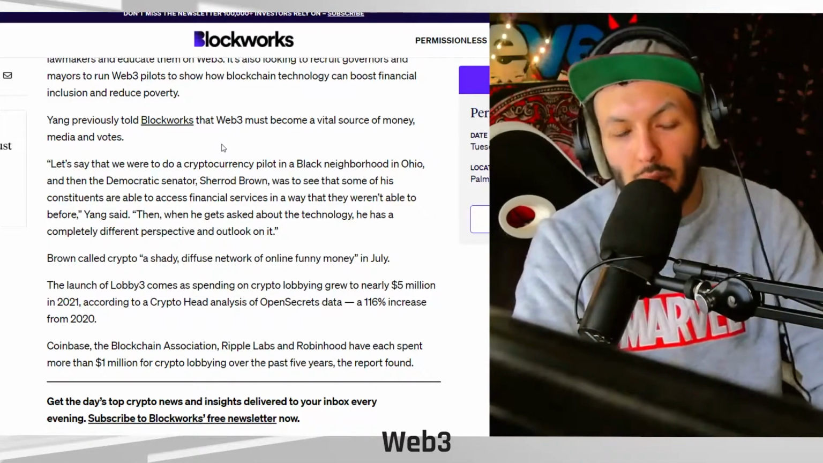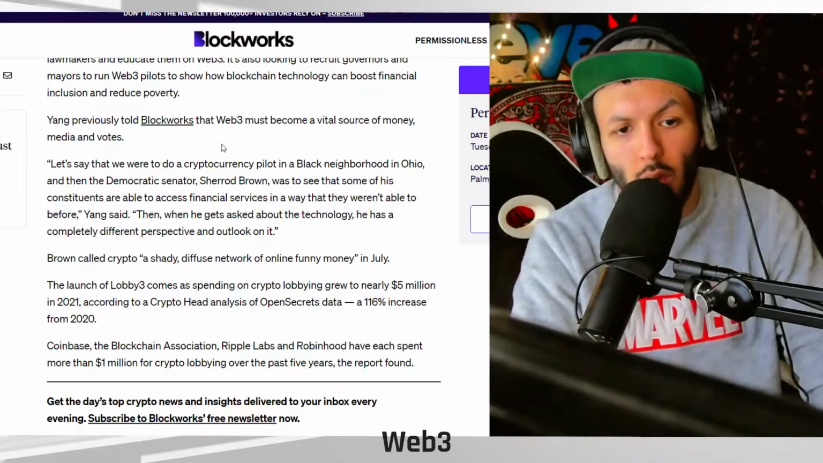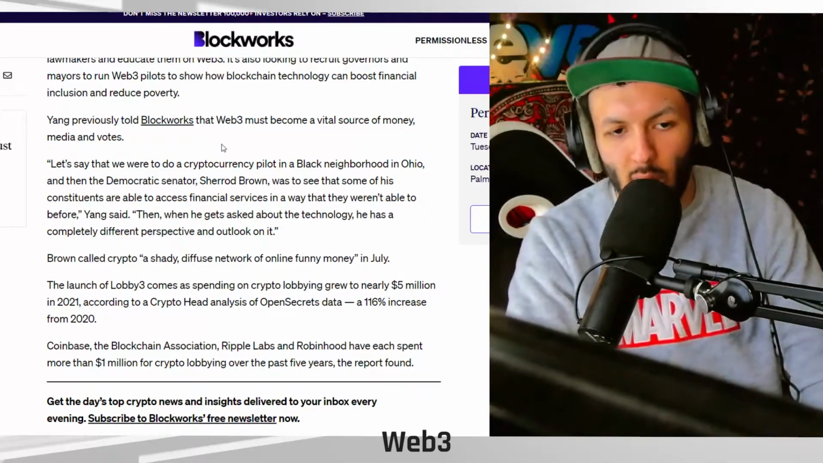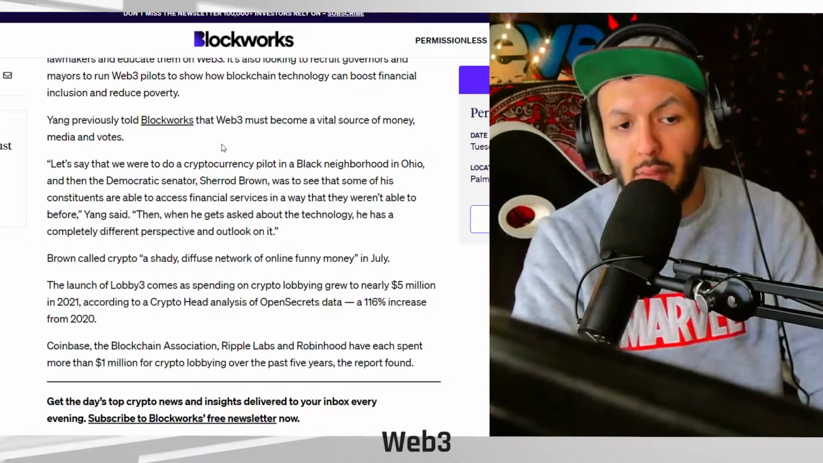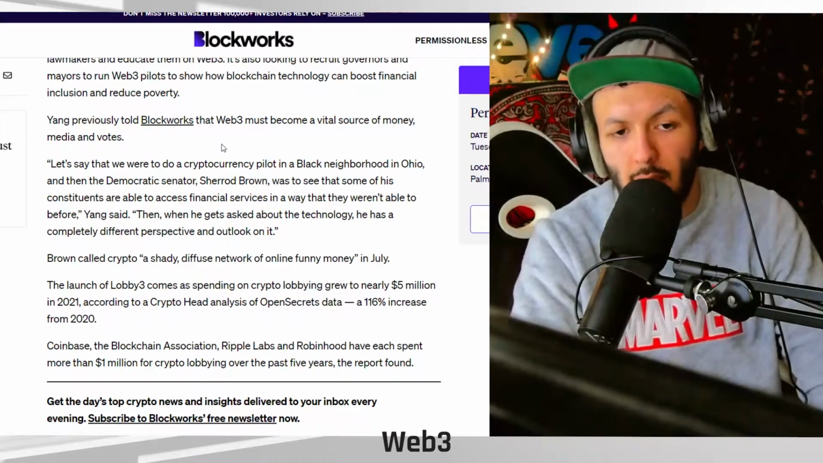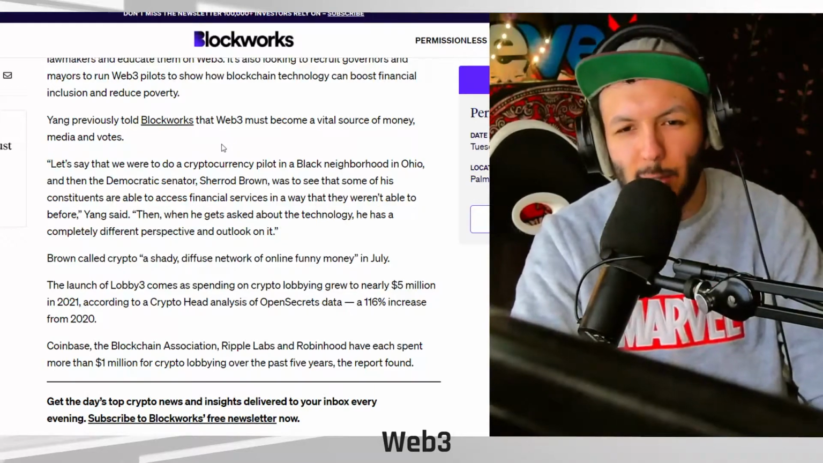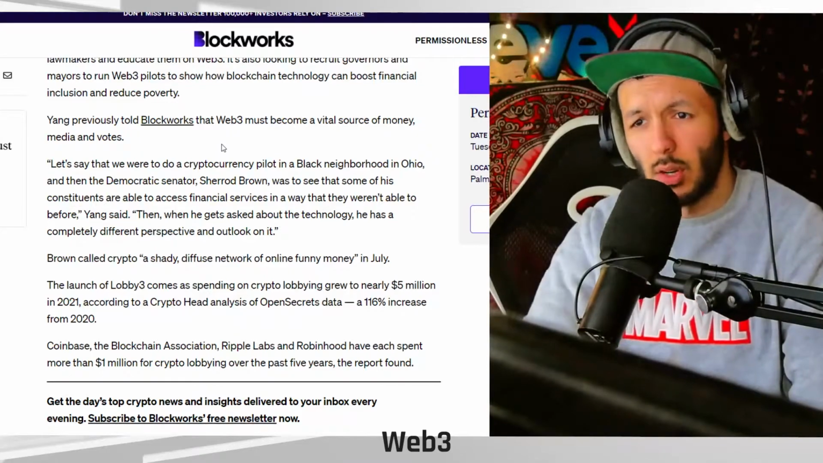The launch of Lobby3 comes as spending on crypto lobbying grew to nearly $5 million USD in 2021, according to a CryptoSlate analysis of Open Secrets data, a 116% increase from 2020. Coinbase, the Blockchain Association, Ripple Labs, and Robinhood have each spent more than $1 million USD on crypto lobbying over the past 5 years, the report found. It'll be interesting to see what that number becomes in 2022 and 2024, I assume.